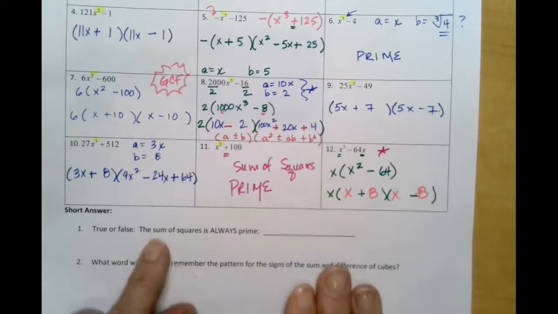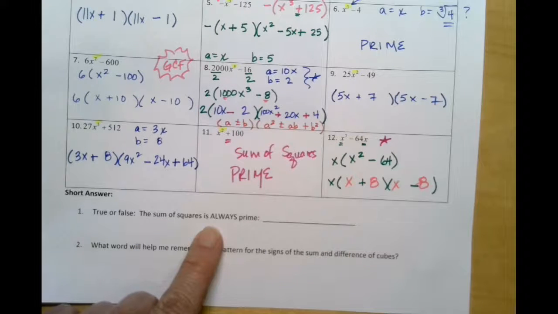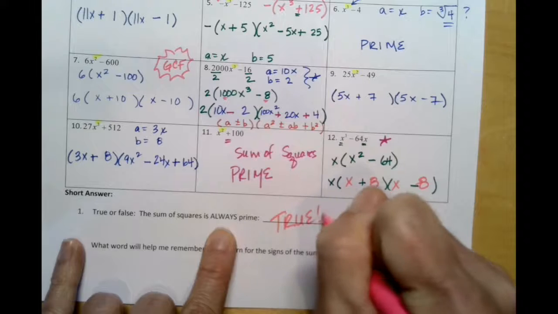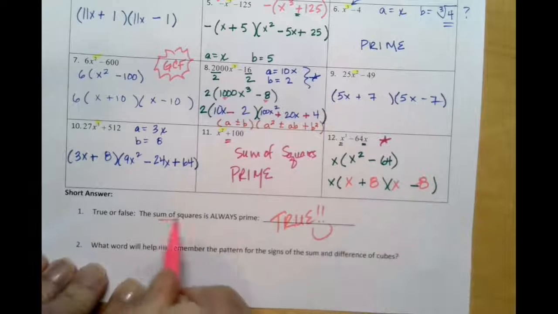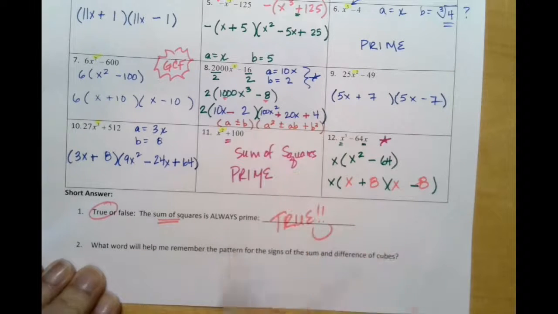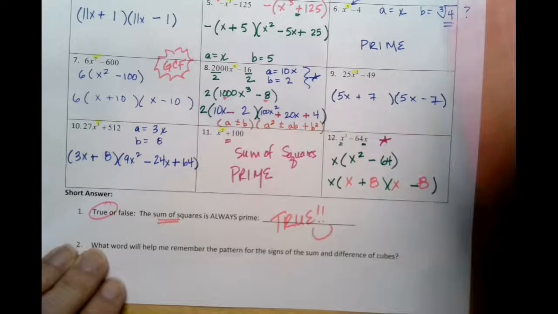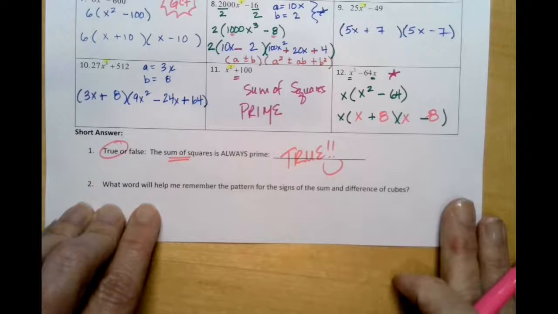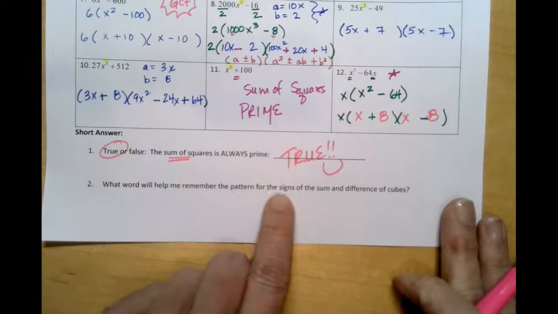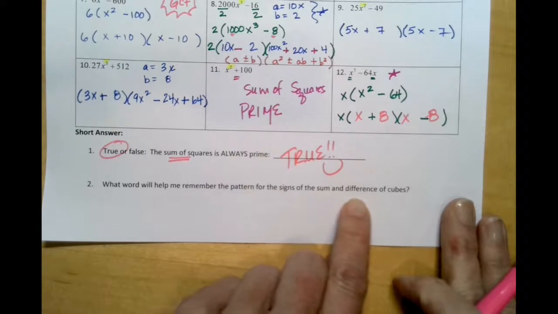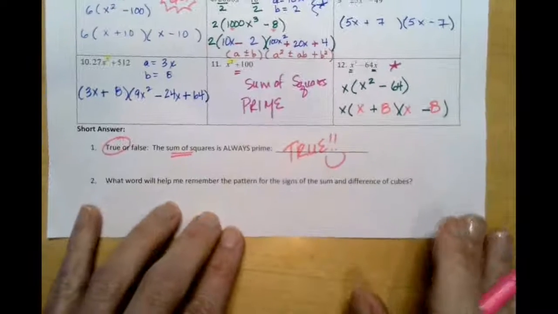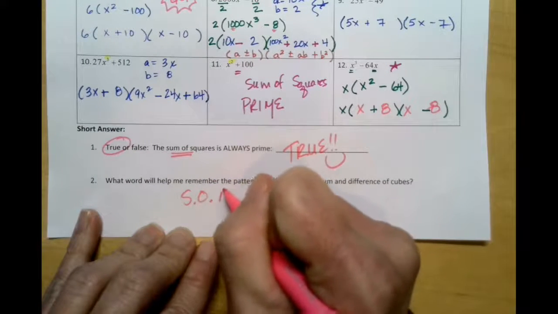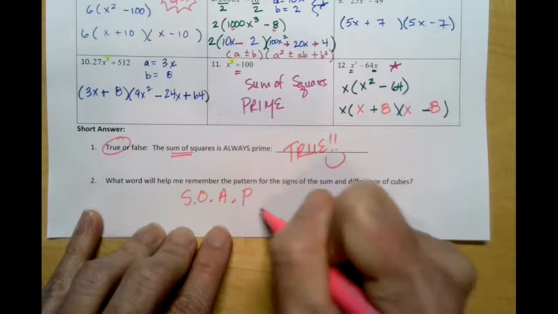All right, here we go. True or false, the sum of squares is always prime. That is going to be true because the sum of squares cannot be factored. And we're going to talk about this a little bit more in detail when we dive more into quadratics. What word will help me remember the pattern for the sign of the sum and difference of cubes? That is your SOAP. Same sign, opposite sign, always positive.